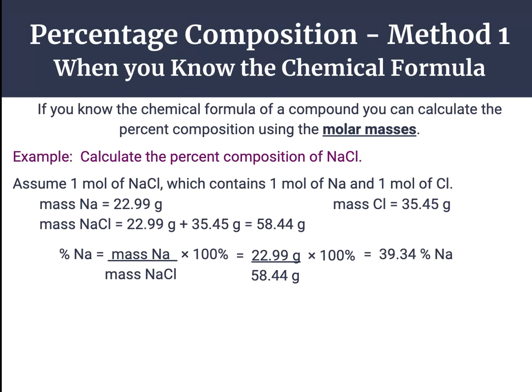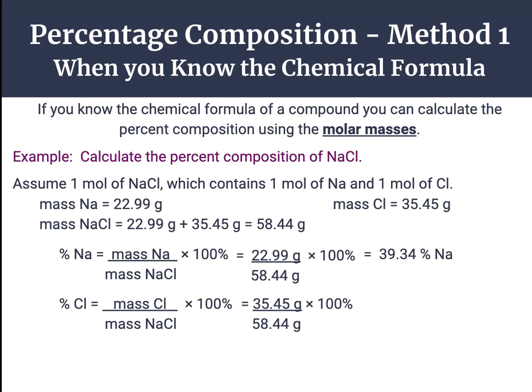39.34% sodium. And then we do the same calculation for chlorine, except using the mass of chlorine. We still have the mass of sodium chloride on the bottom. So in this case, it's 35.45 divided by 58.44 times 100% gives us 60.66% chlorine. And notice that the answers are given to 4 significant figures because our molar masses have 4 significant figures.